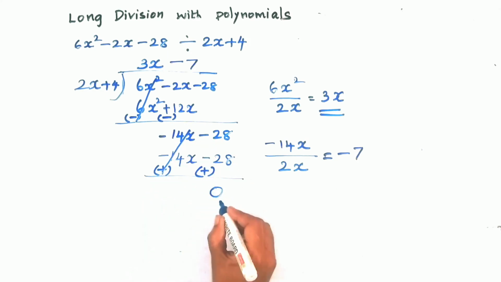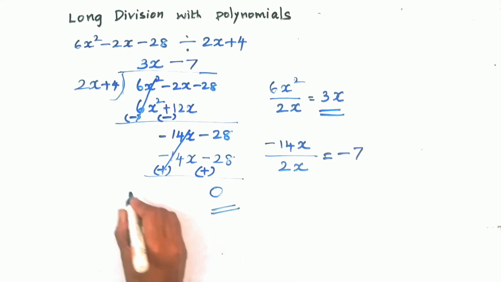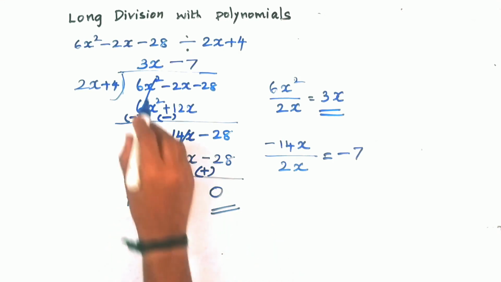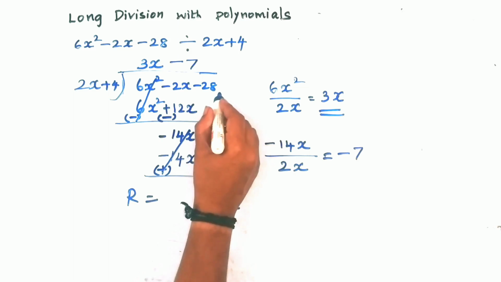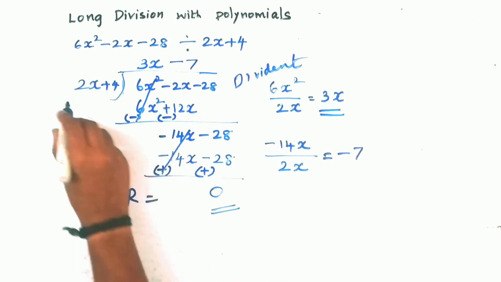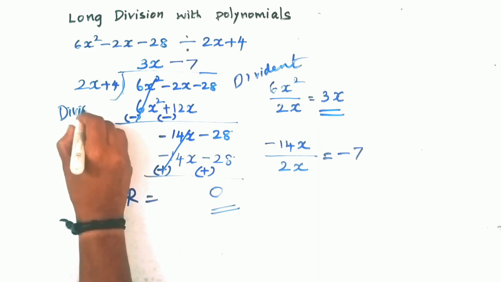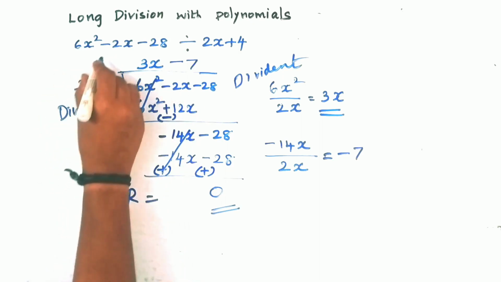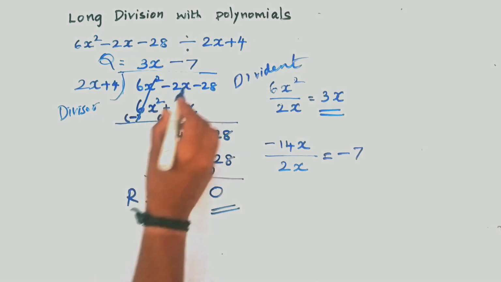So we get 0. Our remainder is 0. 6x² − 2x − 28 is the dividend, 2x + 4 is the divisor, and we have a quotient 3x − 7.